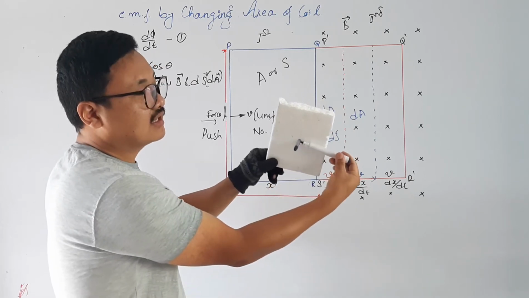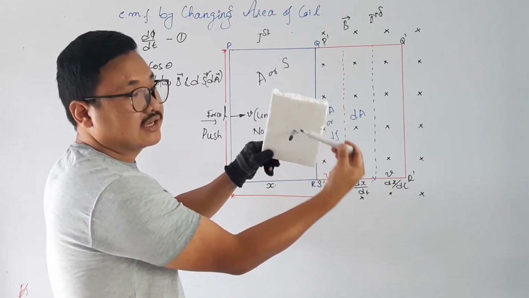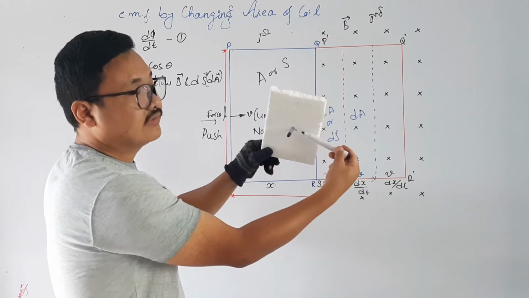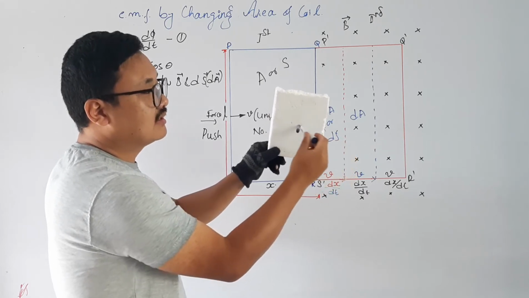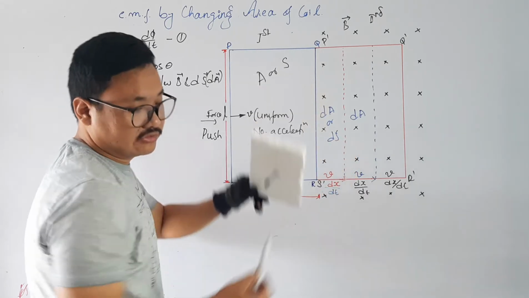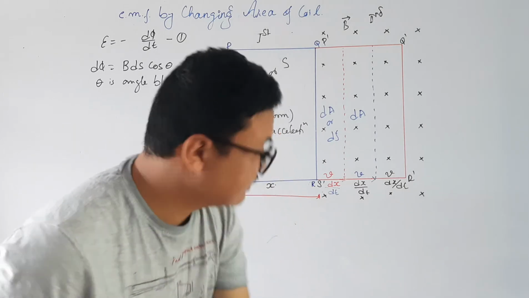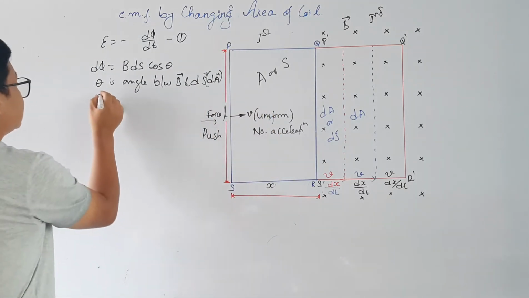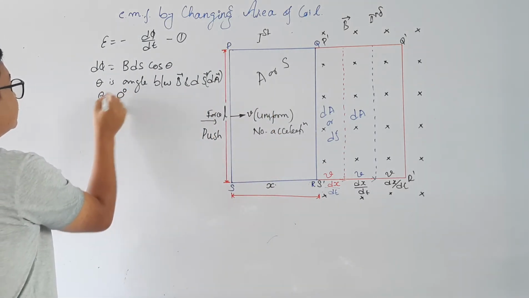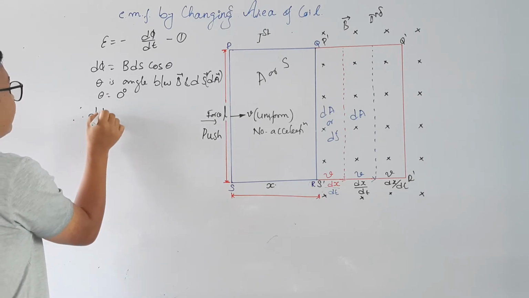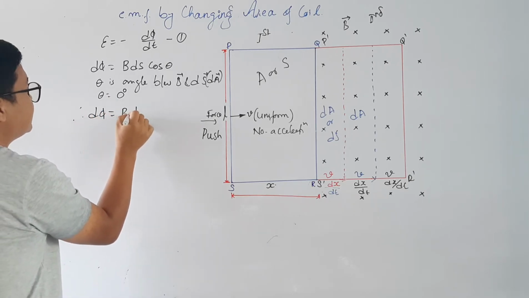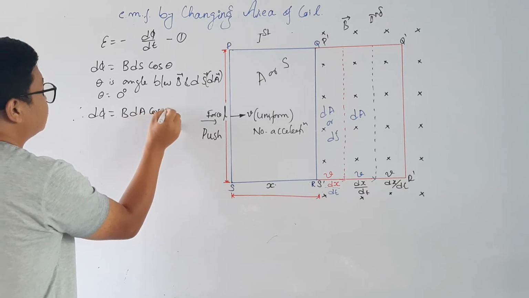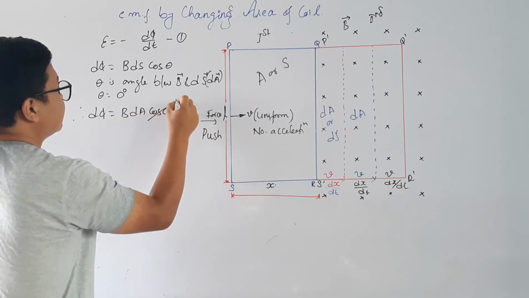If it was like this, then it would be 90 degree between the magnetic field and the area vector, but it is just like this, that is 0 degree. So angle theta here is 0 degree. Therefore d phi is equal to B dA cos of 0 degree, and cos 0 degree is 1.